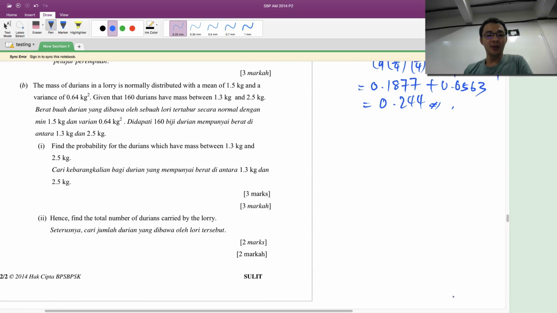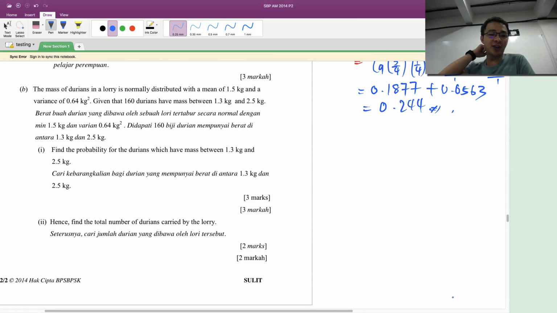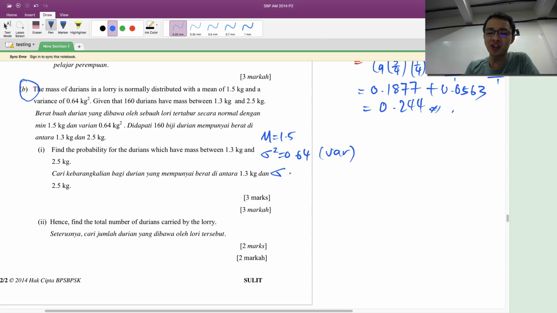The mass of the durian in the lorry is normally distributed. In this case, it gives you mean equals 1.5 and variance equals 0.64. For probability distribution, you do not want to have variance. You always want to change it into a standard deviation, so we square root the variance. We always want standard deviation, because later if you substitute the wrong value, it will be quite troublesome.